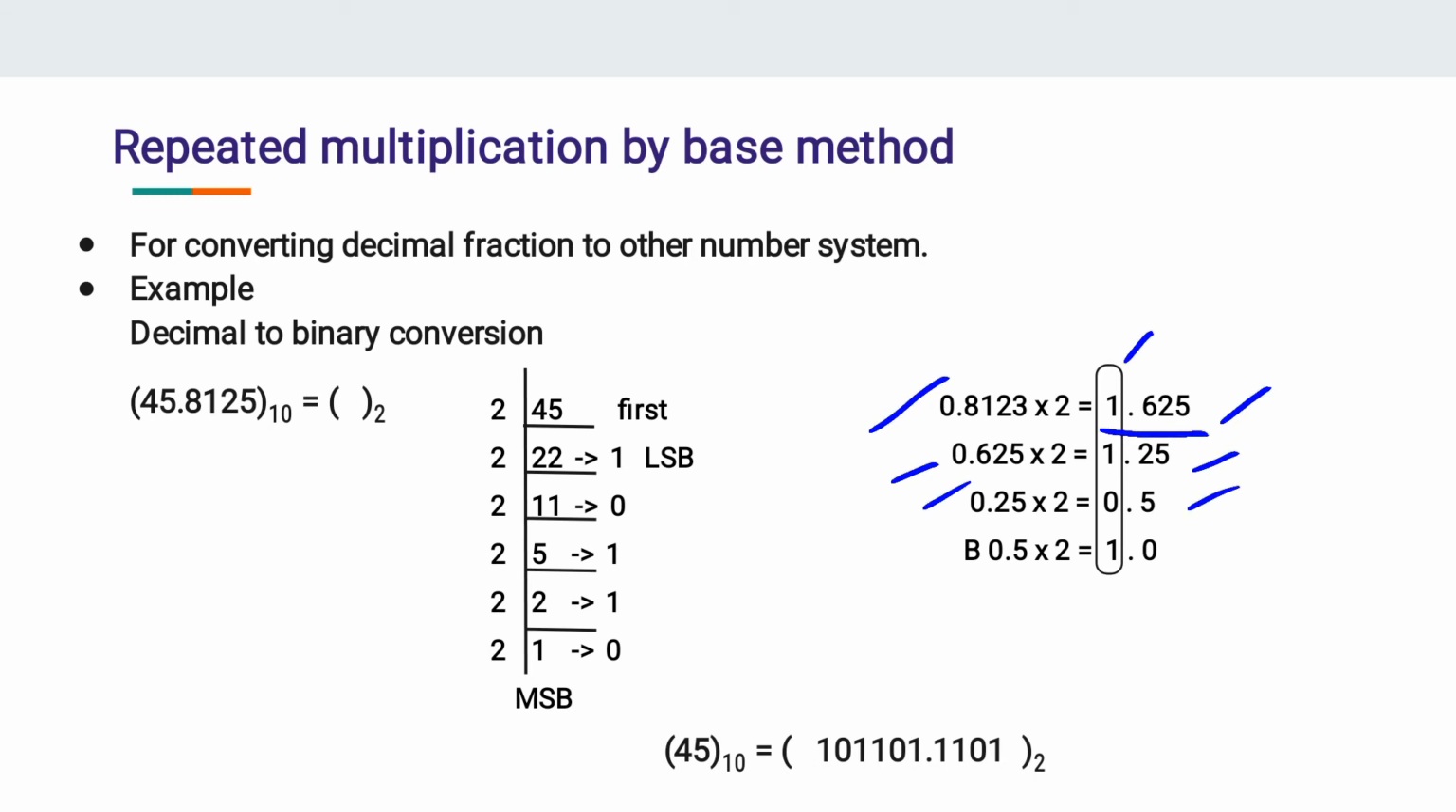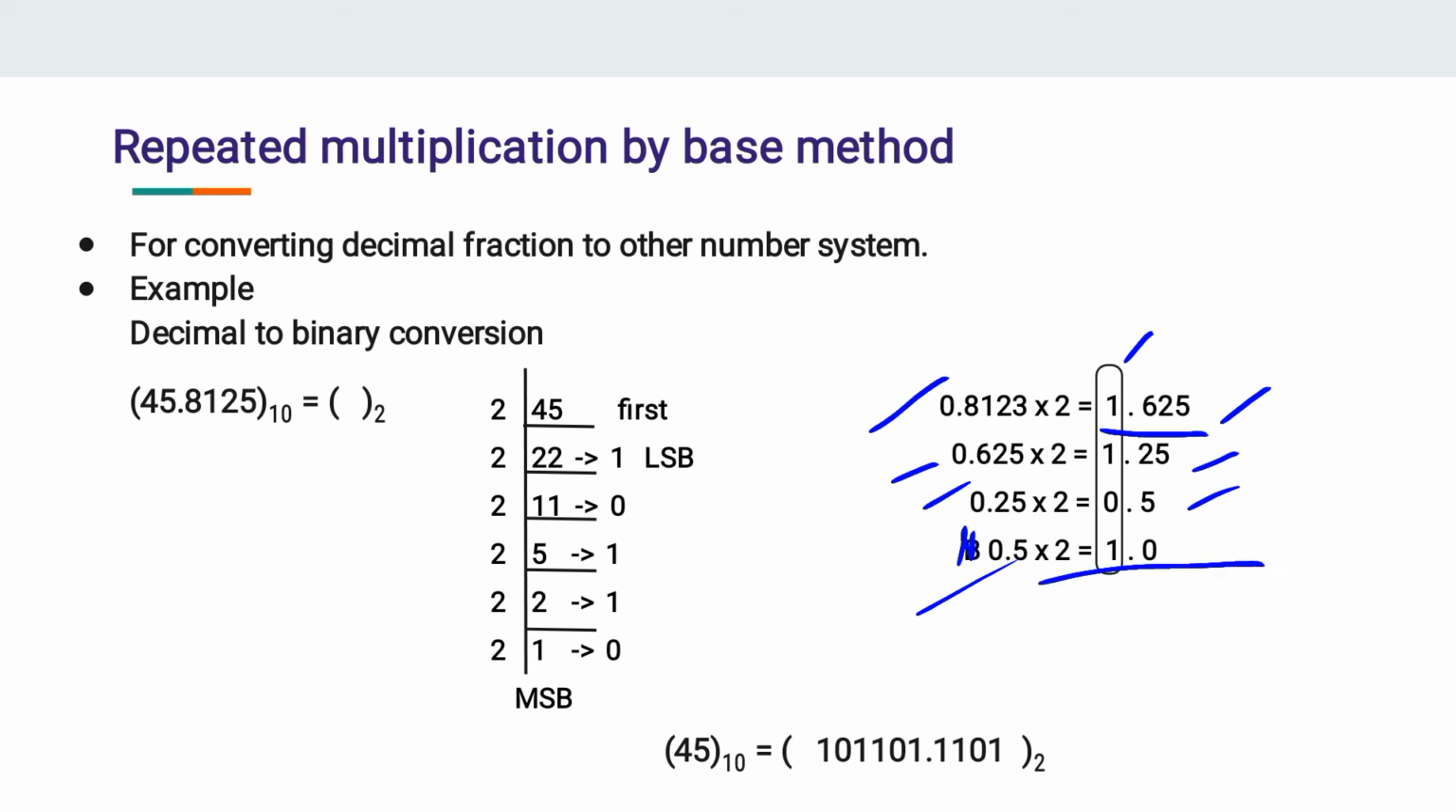I will get 0.5. I have to drop 0. Then I have to take the 0.5. This is not there. So 0.5 into 2, so that is 1, so 1.0. So next is a 0. You have to take 0 multiplied by 2. It will give again a 0.